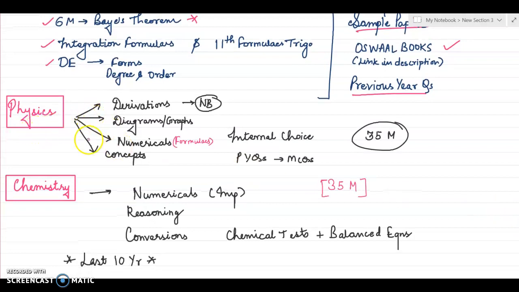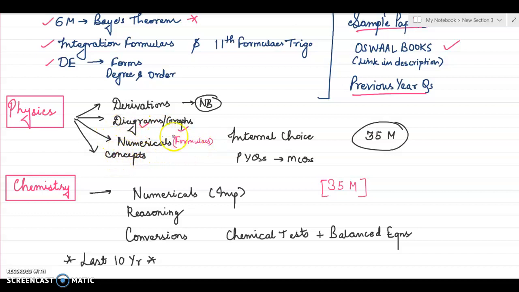For physics, you have to start with your derivations, practice them every day. Those ray diagrams and the derivations of other chapters are very important. Please draw the diagram with the help of a pencil in your examination. Diagrams and graphs questions are also there.